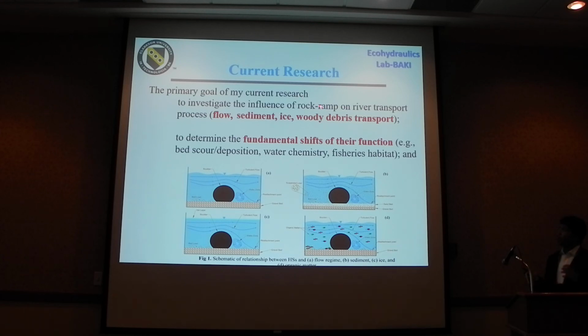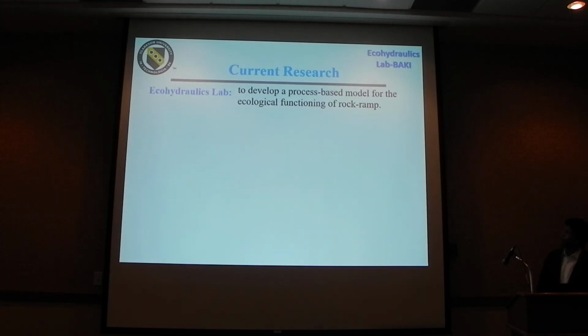For example, if you use a rock ramp, then not only the flow, which we already see, but now we need to see the sediment transport, how the bed load and suspended sediment move, and the ice, because this area has ice cover, which is important. So we would like to see the ice cover impact, and also the sediment transport in our study. And actually, we want to determine the fundamental shift of the function: at what condition, at what flow, there will be some bed scouring and deposition. And then, what will be the water chemistry, water parameters, for example, like TSS? And then, what will be the bad or good effect on the fisheries habitat? That is what we want to see in this fundamental shift of the function. And finally, we want to develop a process-based model for the ecological functioning of the rock ramp.